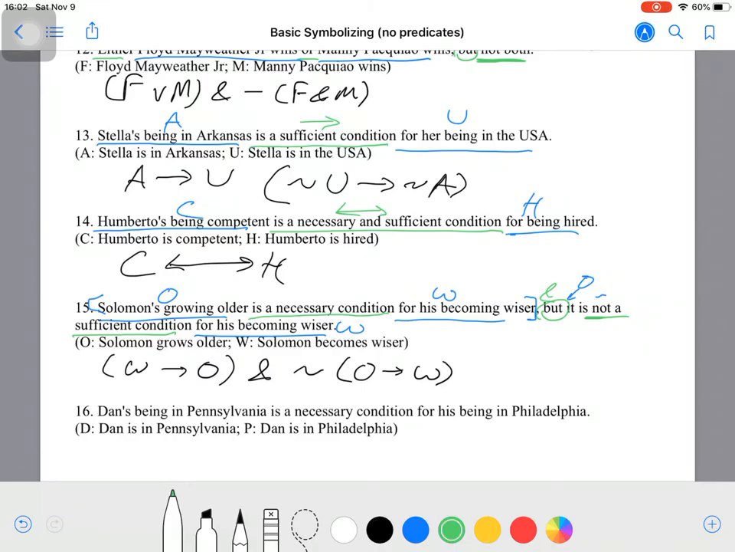Going on to 16. Dan's being in Pennsylvania is a necessary condition for his being in Philadelphia. Pennsylvania is going to be D. Being in Pennsylvania is going to be P. And then a necessary condition means that we're going to switch the order. So Dan's being in Pennsylvania, it's a necessary condition for being in Philadelphia. So you can also see, if you see the necessary condition stated first, you should just write that in the consequent and then draw the arrow behind it. That's one approach.